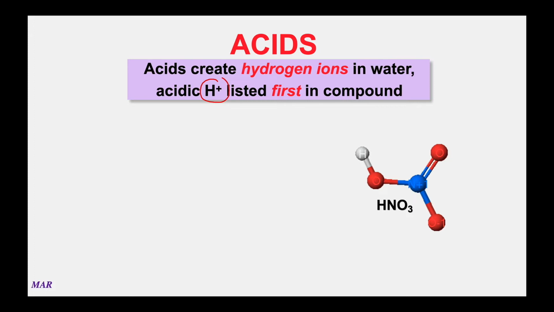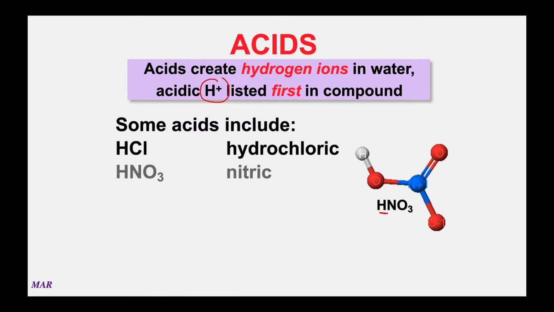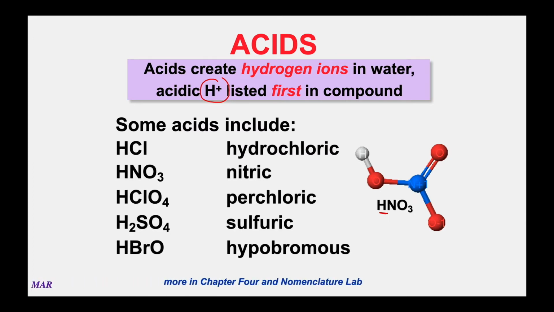So if you have an acid, you list the H first. It's really important. That shows the chemist that it is an acid, and that's going to be a really important part of your molecule. Here are some common acids.